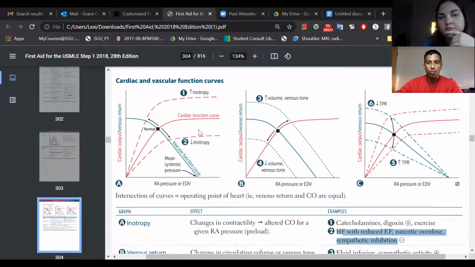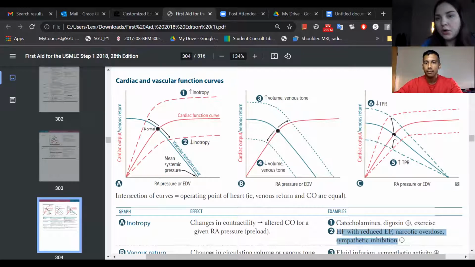I see. So wait, which one changes both? Like what's the TPR, third graph? Okay. Because we're changing how much is getting to the veins, getting to the arteries. So we talked about that, but then I used the wrong line. This red line, the cardiac output, is directly controlled by the inotropy. This one is going to change the red and the blue line.